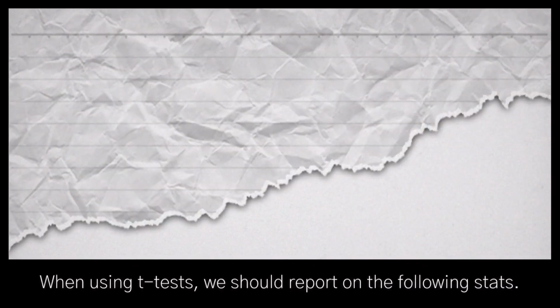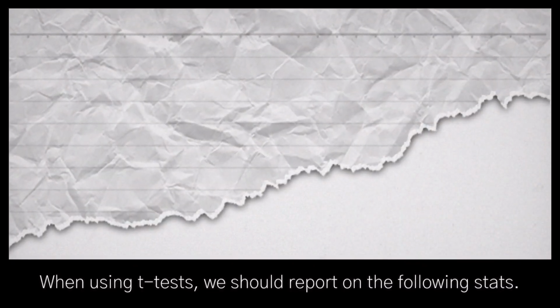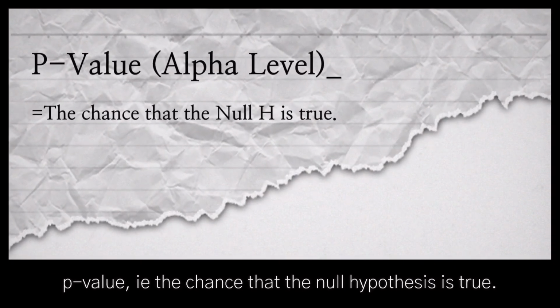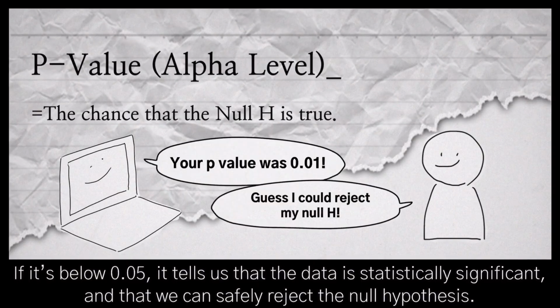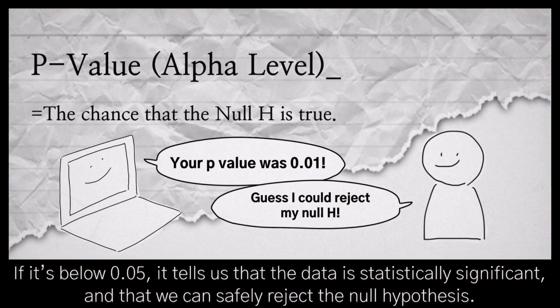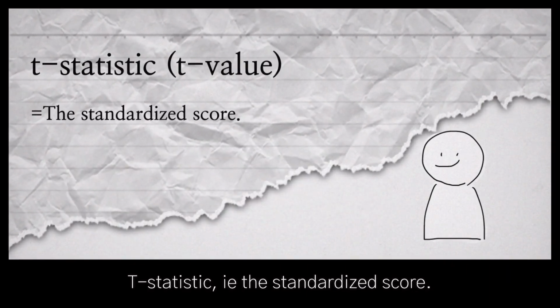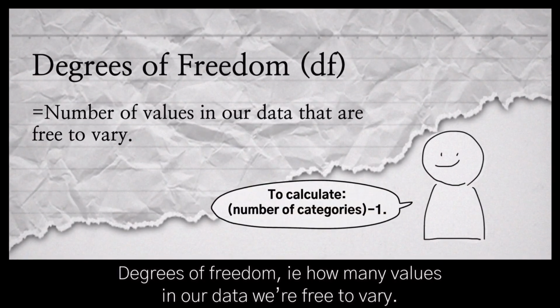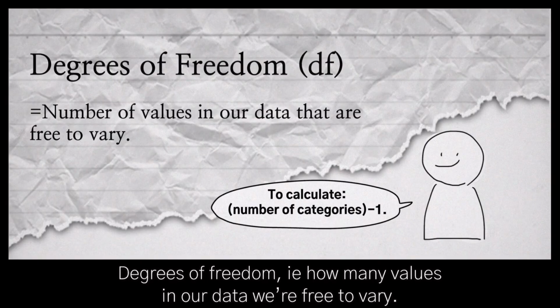When using t-tests, we should report on the following stats. P-value, i.e. the chance that the null hypothesis is true. If it's below 0.05, it tells us that the data is statistically significant and that we can safely reject the null hypothesis. T-statistic, i.e. the standardized score. Degrees of freedom, i.e. how many values in our data we are free to vary.